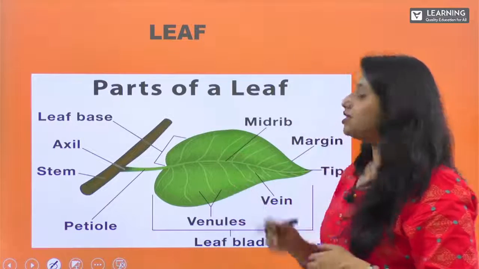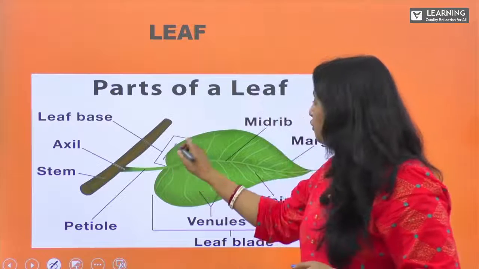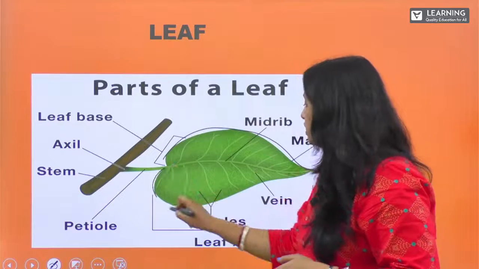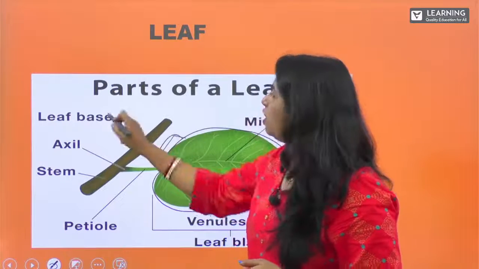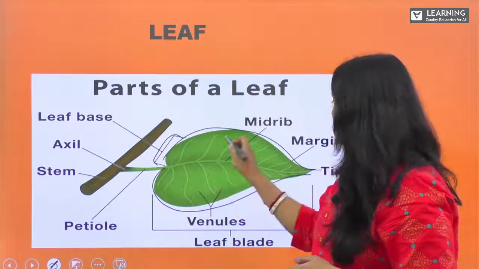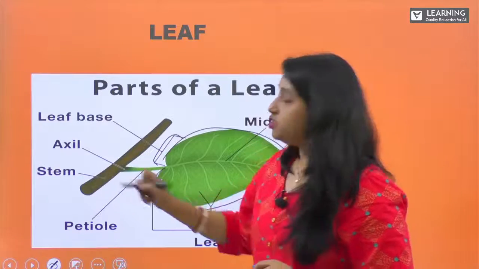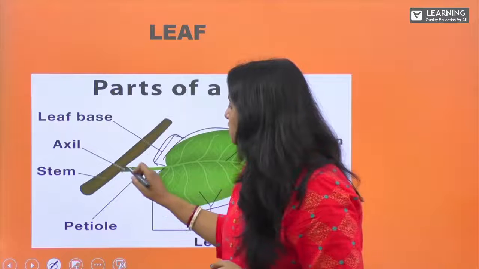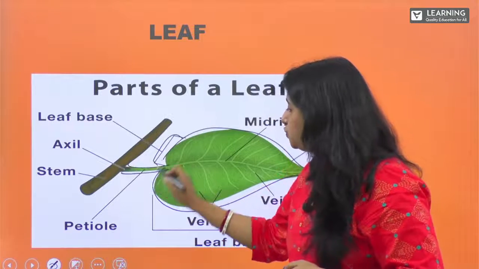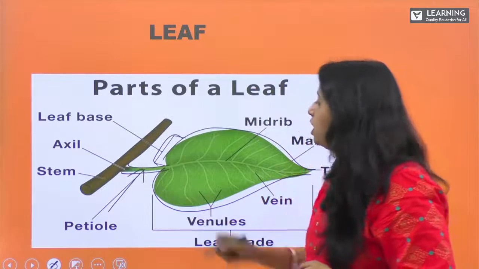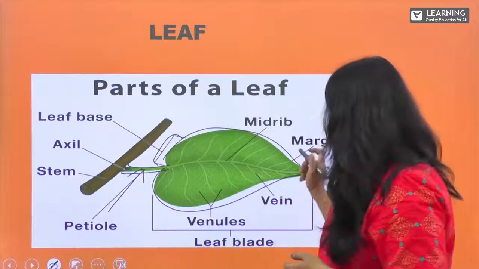As you can see, this is the picture of a leaf. This is the flat portion. What is it called? It is called the leaf base, right? So this is the leaf base. And this is the stem, as you can see. Now this part is the axil, and this portion is your petiole, which provides support to the plant during the process of photosynthesis.